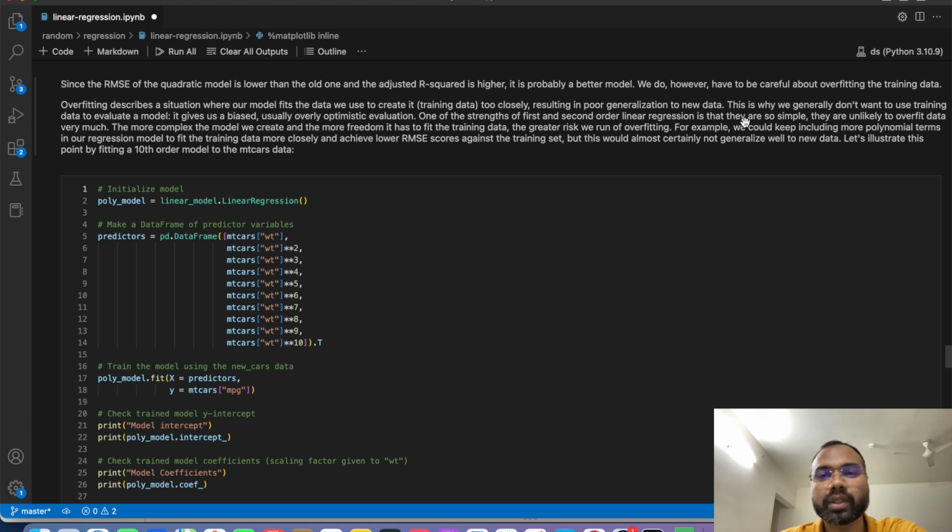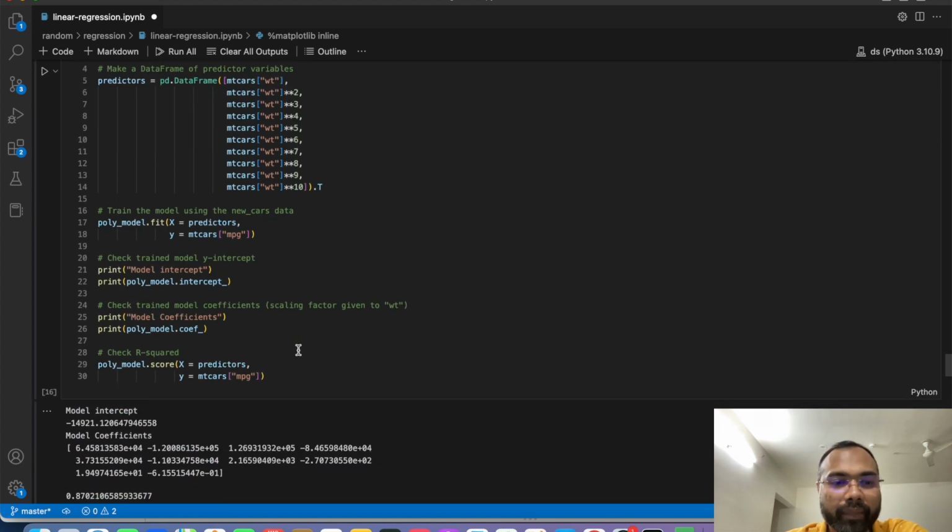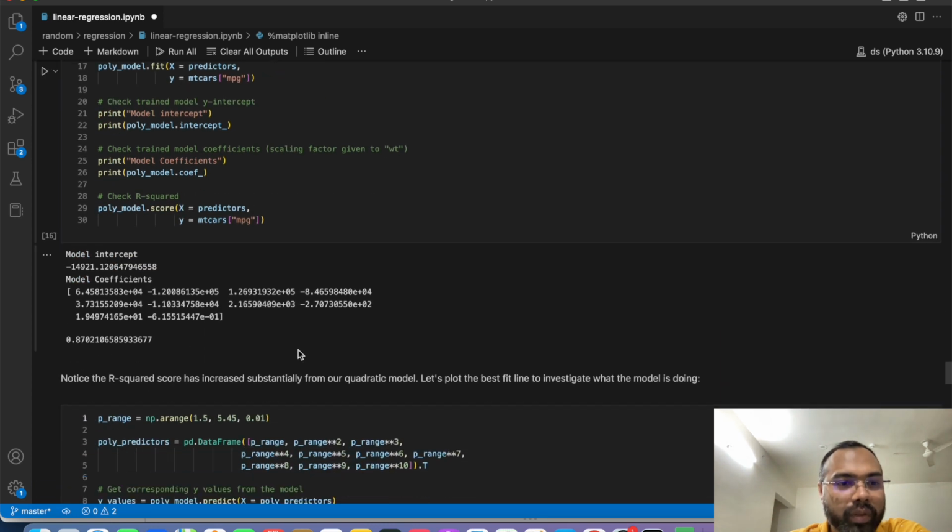One of the strengths of first and second order linear regression is that they are so simple that they are unlikely to overfit data very much. The more complex the model we create, and the more freedom it has to fit the training data, the greater the risk of overfitting. For example, we could keep including more polynomial terms in our regression and achieve lower RMSE in training. So what we will try to do is show you with power 2, power 3 up to power 10, and see how it will perform, right?